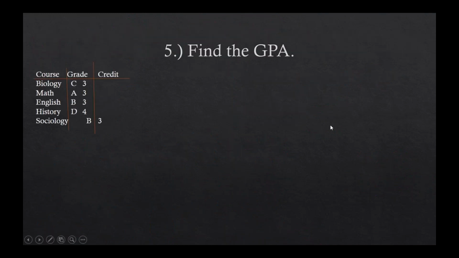Okay, so now we're going to find the GPA. Pardon my table that did not work out nicely. So when you have a GPA, or you're finding your GPA, you get points based off your letter grade. So an A is 4 points, a B is 3, a C is 2, a D is 1, and if you fail the course, you earn 0 points, and that should make sense.